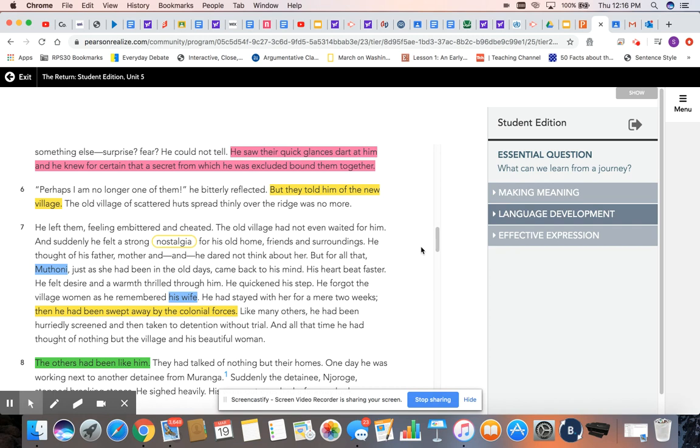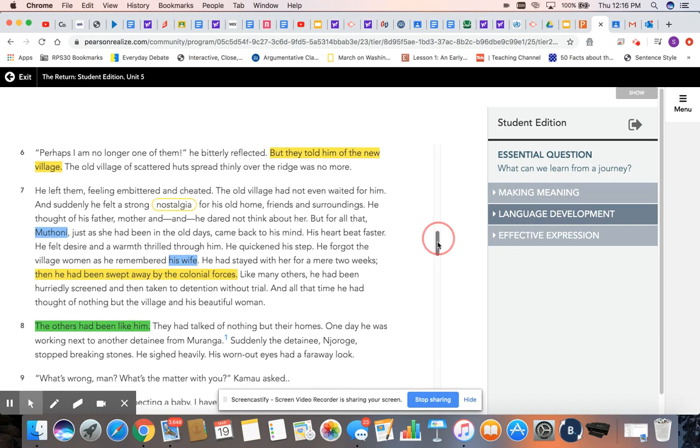He left them, feeling embittered and cheated. The old village had not even waited for him, and suddenly he felt a strong nostalgia for his old home, friends, and surroundings. He thought of his father, mother, and he dared not think about her. But for all that, Muthoni, just as she had been in the old days, came back to his mind. His heart beat faster. He felt desire, and a warmth thrilled through him. He quickened his step. He forgot the village women as he remembered his wife.